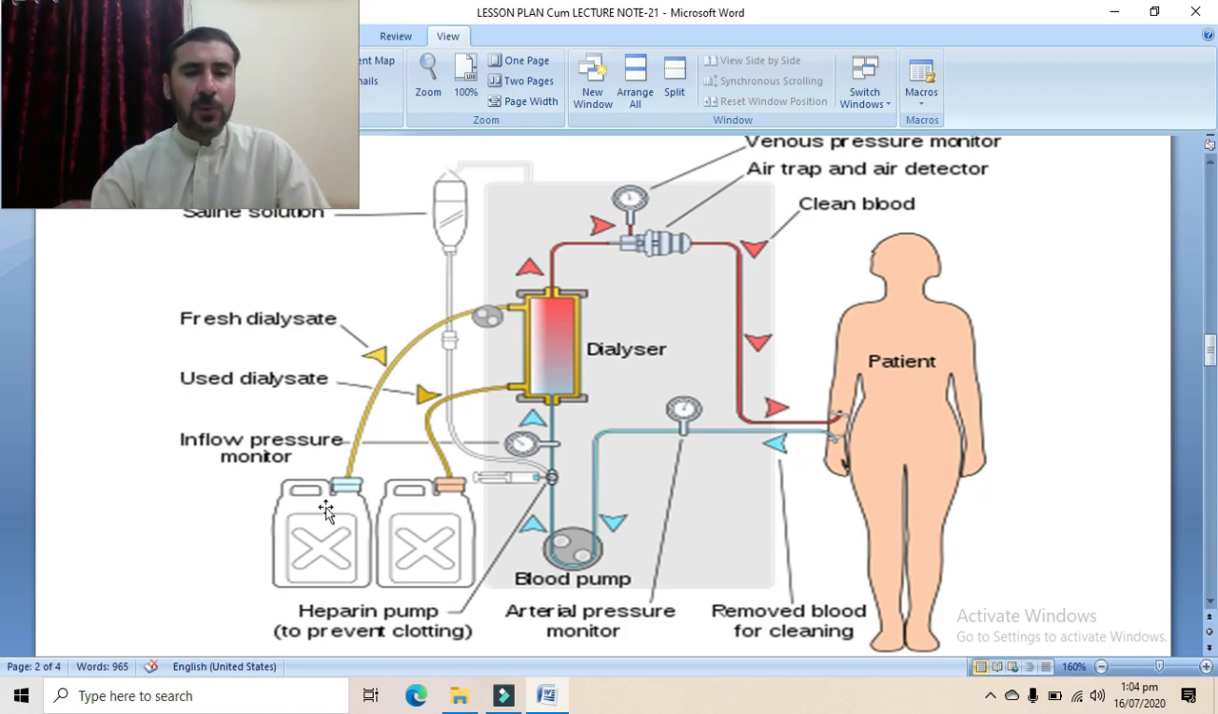Fresh dialysis fluid is entered into this dialyzer, and the blood is also moved through it. So from the blood, the waste materials move into the dialysis fluid. Whenever the dialysis fluid is exhausted, it is removed through this tube into this container, and the blood which is clean will return back through this catheter into the body.